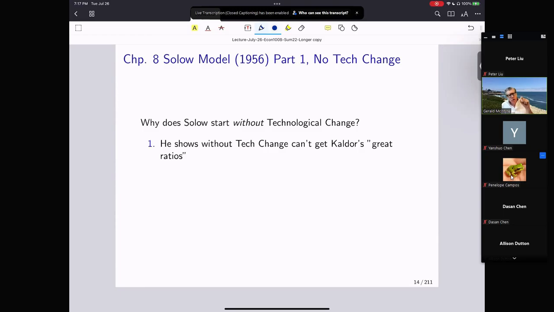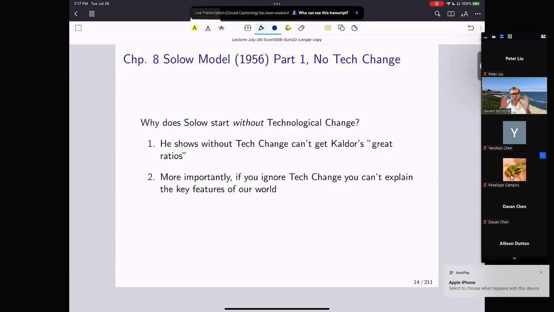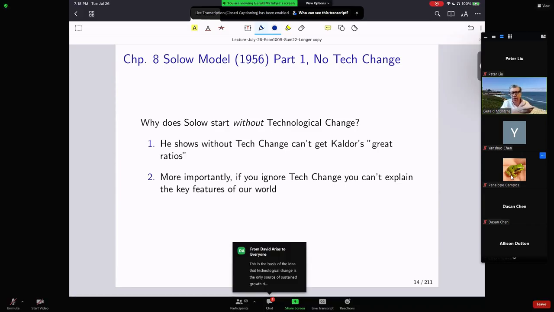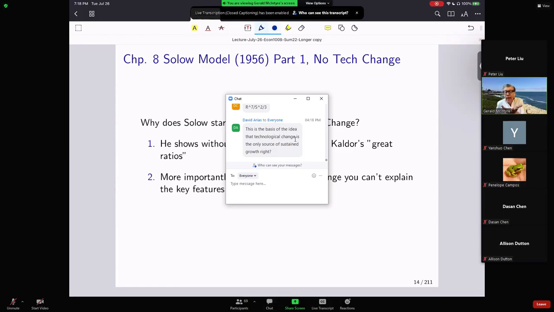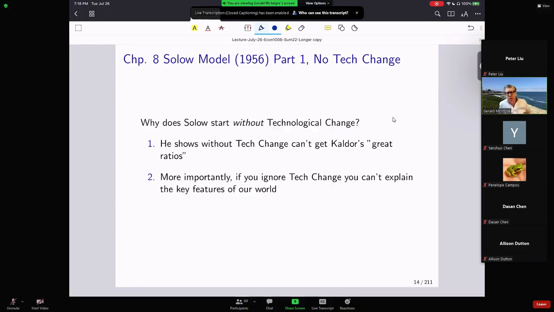What he does is he shows that if you don't have technological change, then first, you can't explain Kaldor's great ratios. But more importantly, he shows if you ignore technological change, then you can't explain the key features of our world. So he builds a model of economic growth without technological change, and we'll do that starting now and finishing on Thursday. And then he shows that that can't be our world, and that model cannot explain the Kaldor great ratios. Therefore, technological change is the key to our world. Therefore, technological change is the key to all of the Kaldor great ratios. So he leaves the key thing out. You see his logic? He leaves the key thing out and shows you, without that key thing, you don't have our world. That highlights the importance of technological progress.